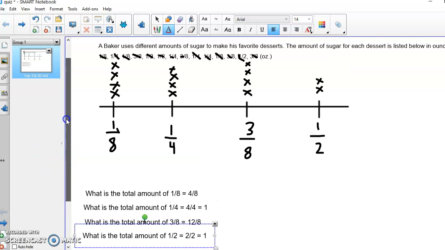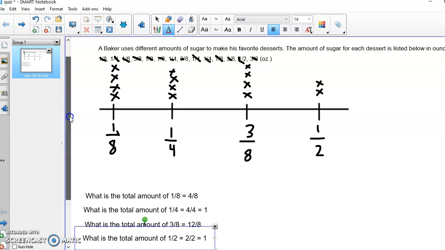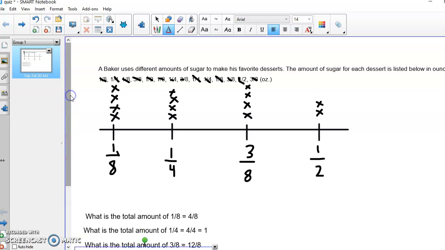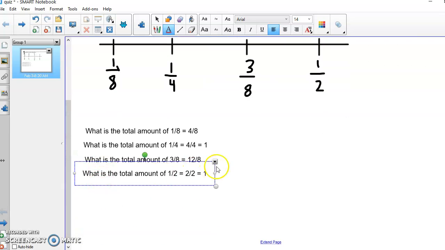All right. The next typical question that we get is, what is the total amount of, in this case, all the sugar in the desserts.